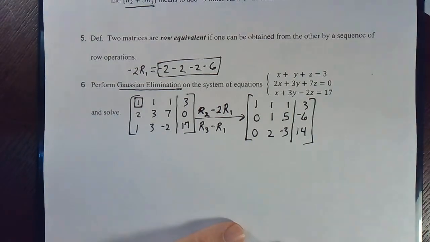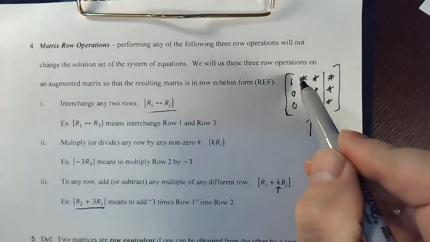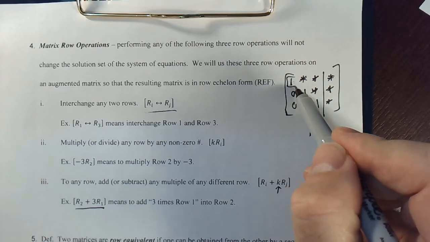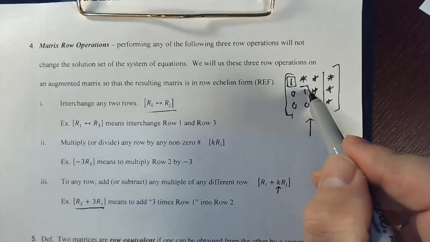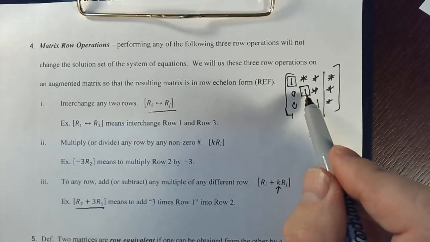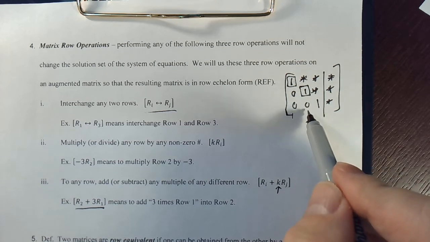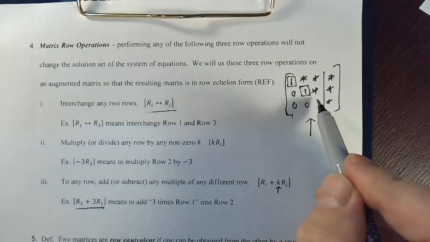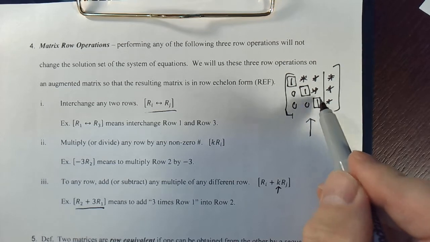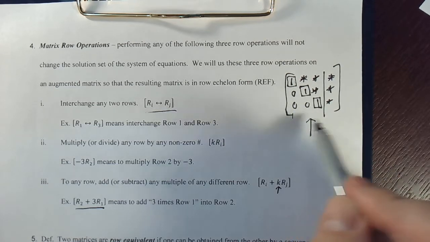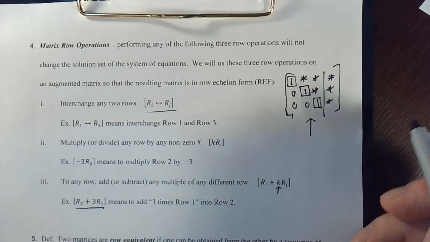And now what we do is we've got this much done. Then we go to this. We turn this one into a 1 and get zeros below it. And then we go down here to this one, turn that into a 1 and get zeros below it, although there's no other rows underneath it, so that would be the end.